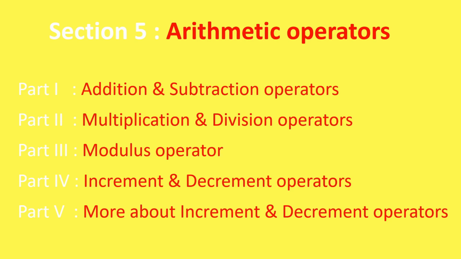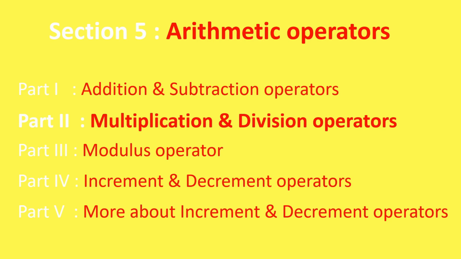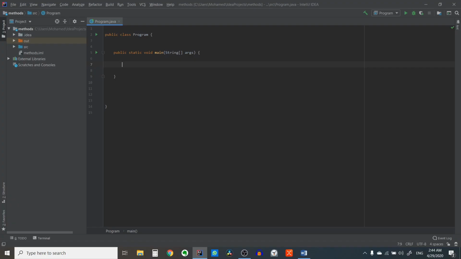Hi everyone, and welcome back in part 2 of this section, the multiplication and division operators. Let's consider we have a variable of data type integer, and say its name is daily wage and it equals 5, where that variable represents the daily wage of a worker.